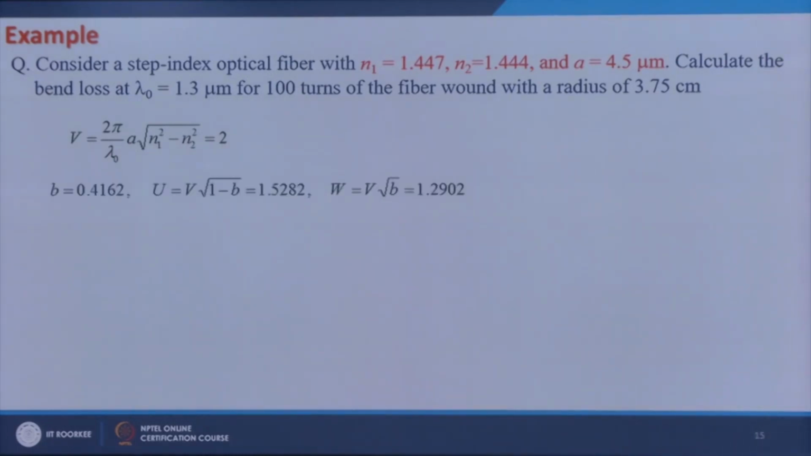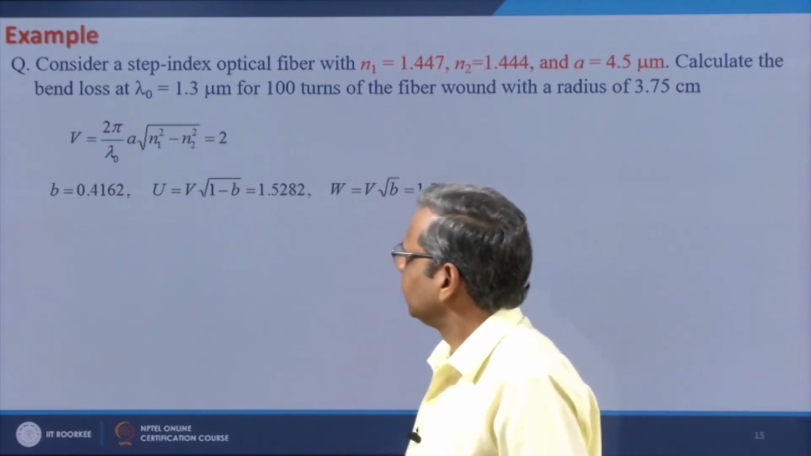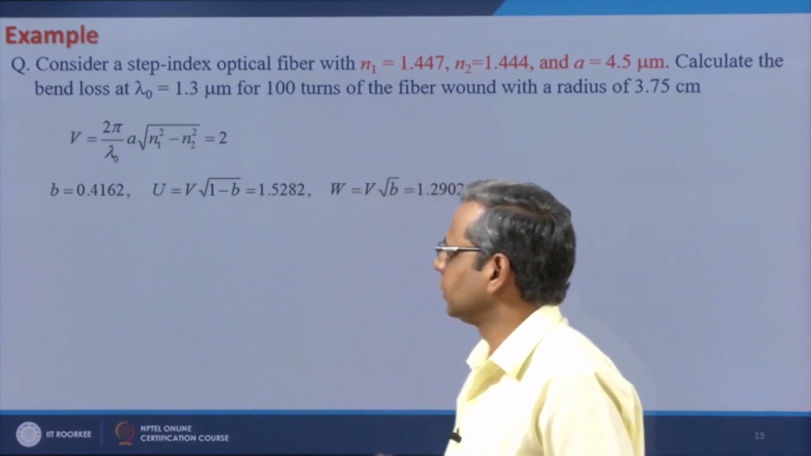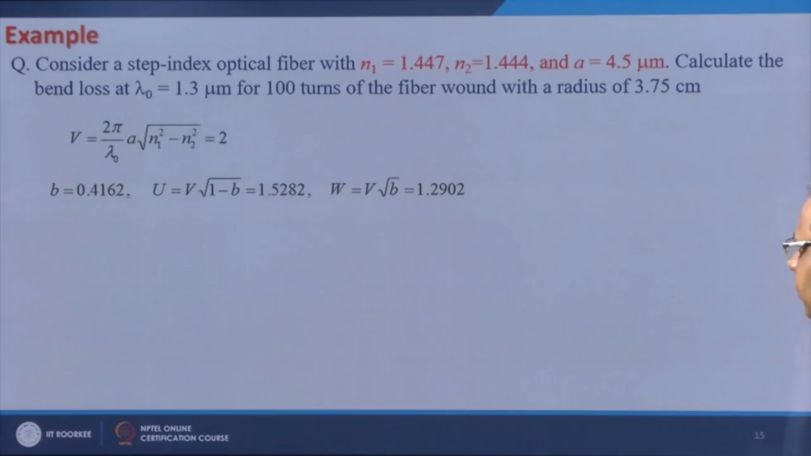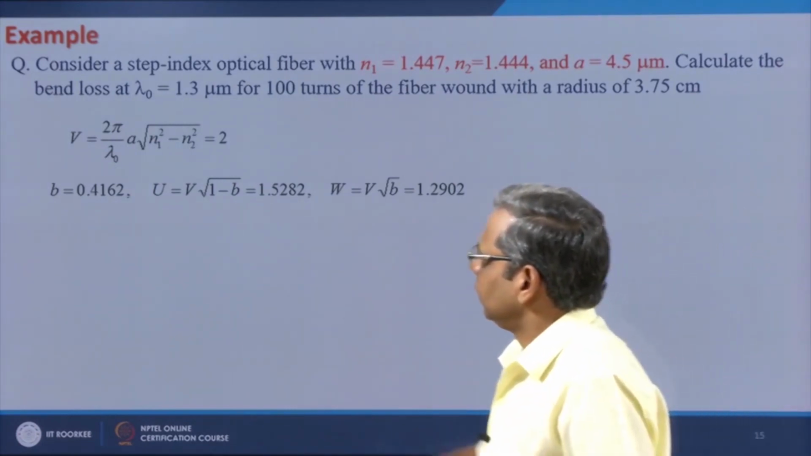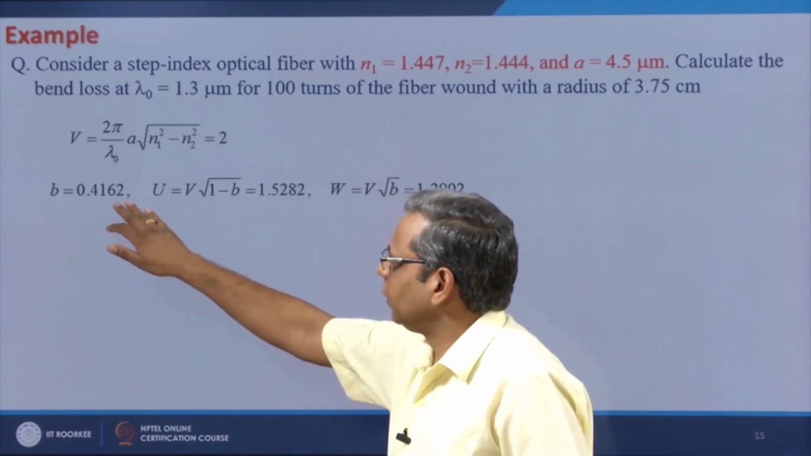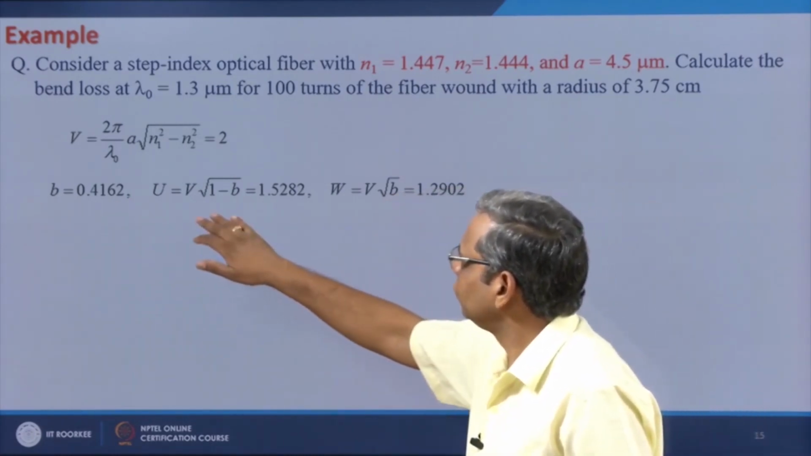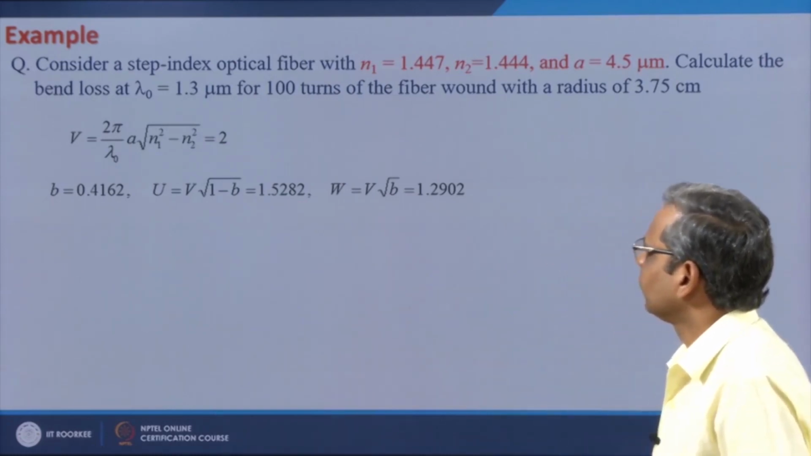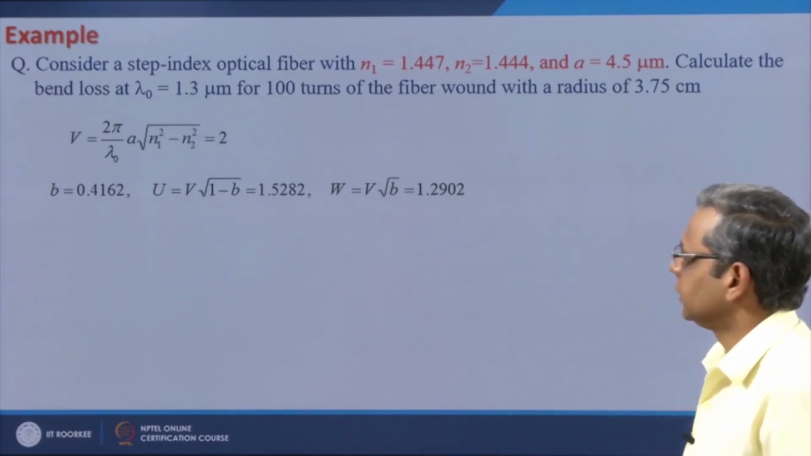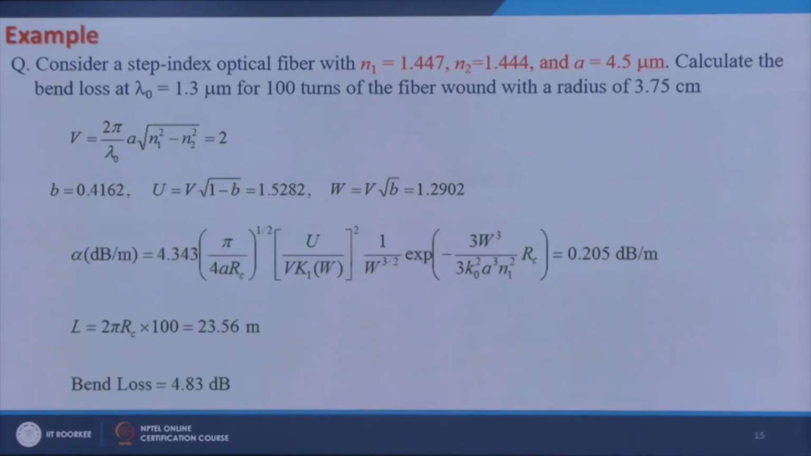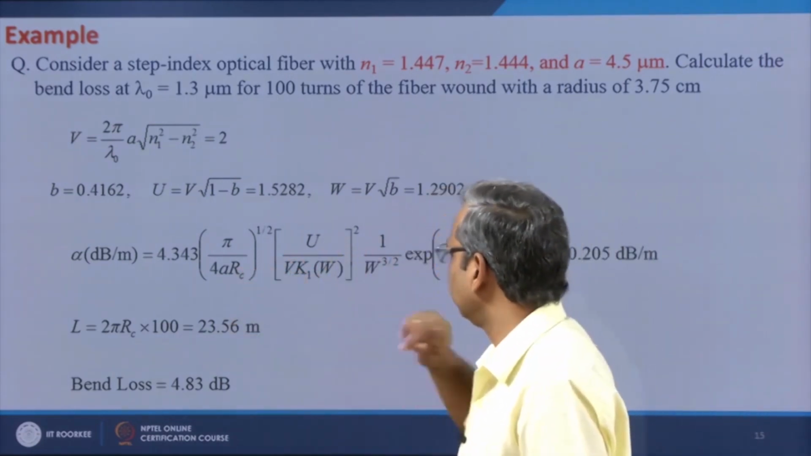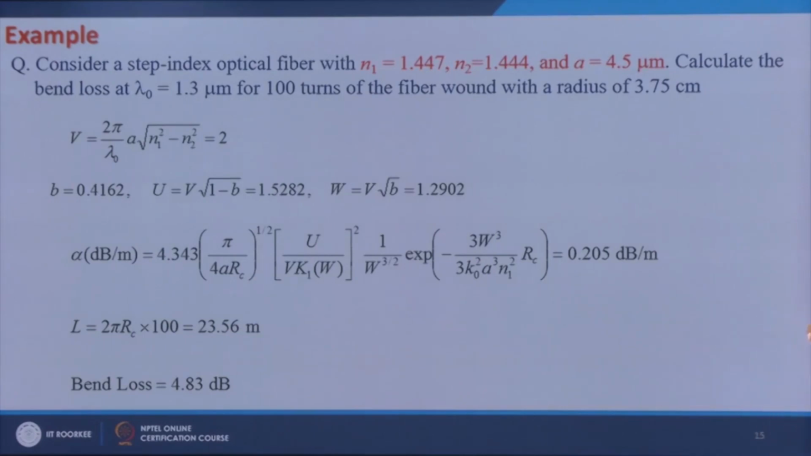Next, what I do, for this value of V, I calculate the value of normalized propagation constant B. I can find it from the table, or I can calculate it from the empirical relation. So, B for this value of V is 0.4162, correspondingly U is equal to 1.5282 and W is equal to 1.2902. Now, RC here is 3.75. So, if I plug in these values into this formula, I get alpha as 0.205 dB per meter.